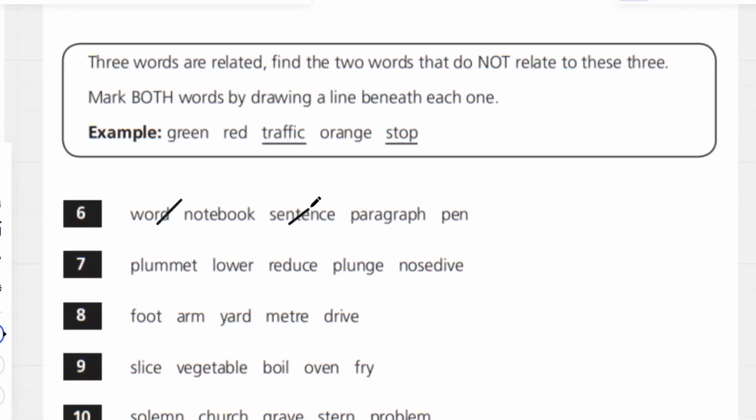Question number 6, we have 2 words that don't relate to the 3. So word, sentence, paragraph are all ways of writing, like a letter, for example. It consists of those things, like grammatically. However, notebook and pen are the physical things used to write.